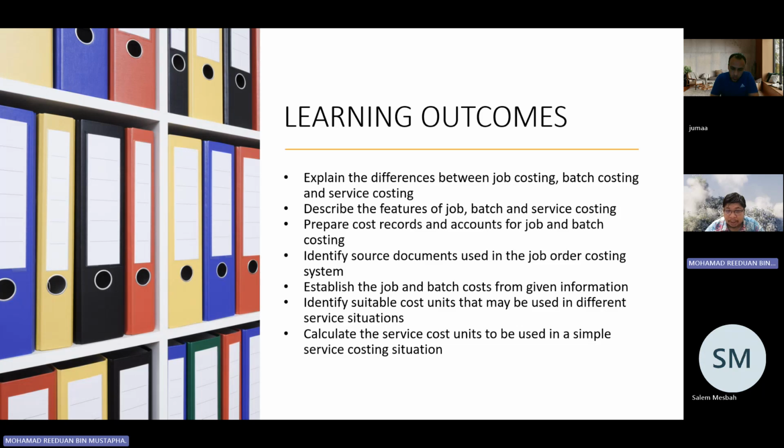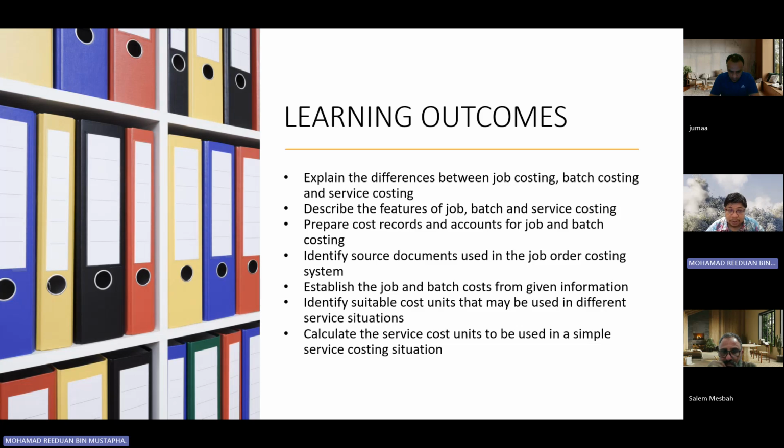explain the differences between job costing, batch costing, and service costing, so that you can understand what type of product your company is producing. Then you should be able to describe the features of job, batch and service costing, and prepare a cost record and account for the job and batch costing. At least you understand how those records are done, because the nature of your businesses involves those activities.